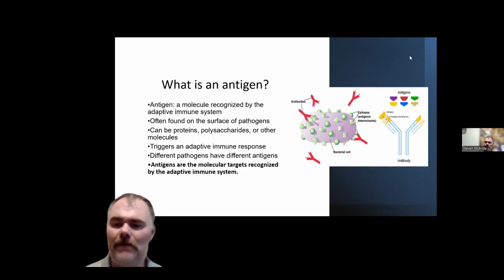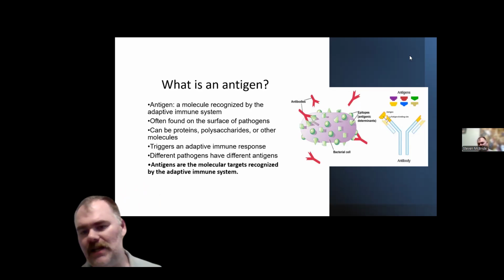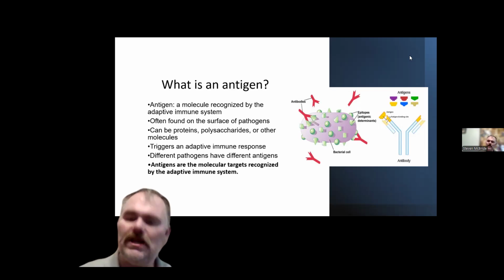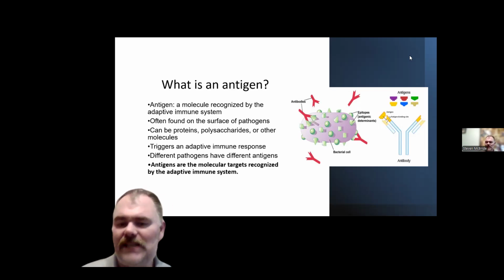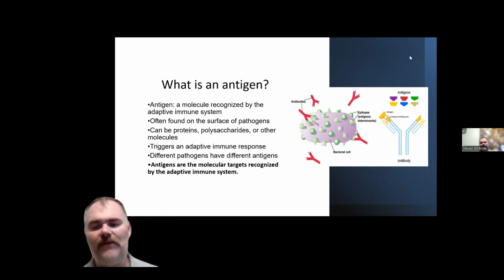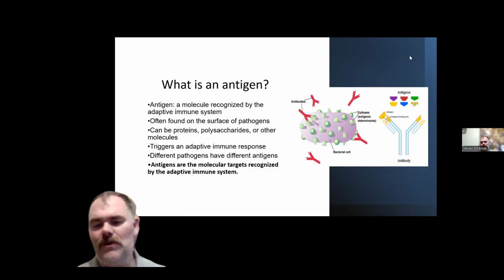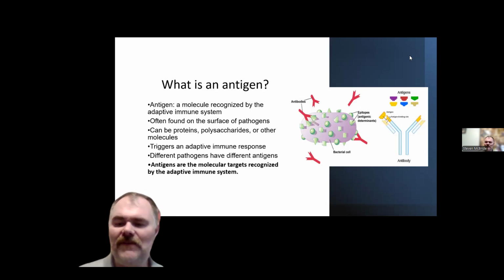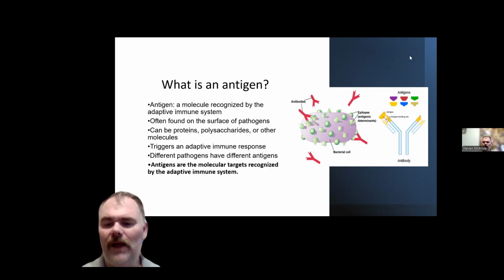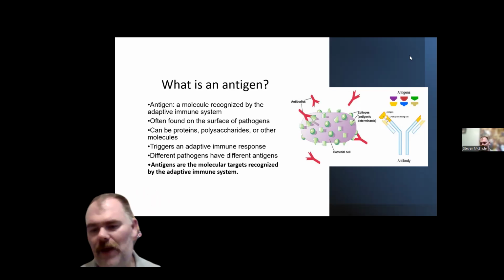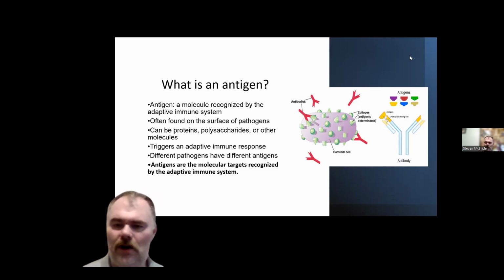Just as people can be identified by unique characteristics, microbes carry molecules that help the immune system distinguish them from the body's own cells. Importantly, different pathogens have different antigens. This allows the adaptive immune system to recognize and respond specifically to one pathogen while ignoring others. The ability to recognize unique antigens is what gives adaptive immunity its remarkable specificity.